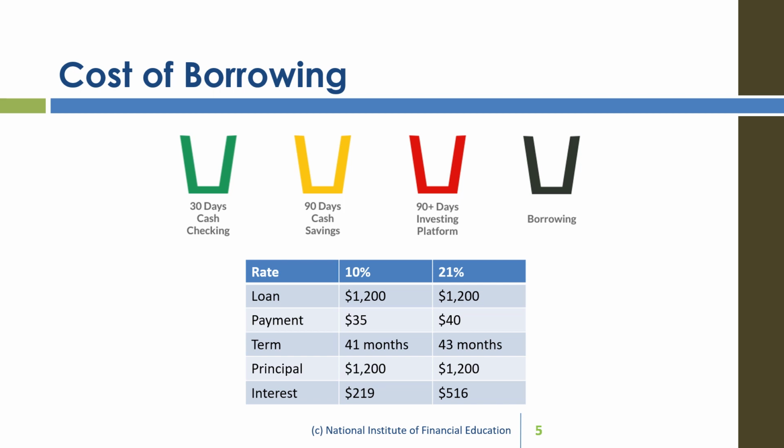Let's say you pay it back at $35 a month because that fits into your cash flow. That means it's going to take you 41 months to pay it back, and you will have paid $219 in interest. If you're borrowing on a credit card, say, and the rate is 21%, now, even if you're paying $40 a month instead of $35, it's going to take you 43 months to pay it back, and you'll end up paying $516 in interest.